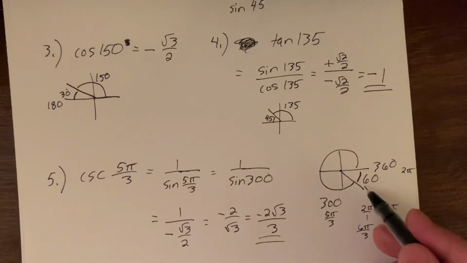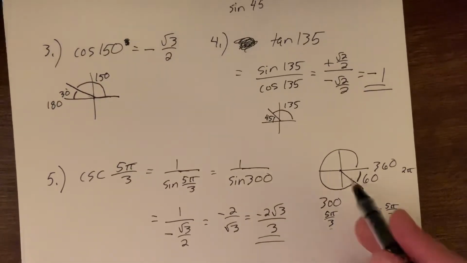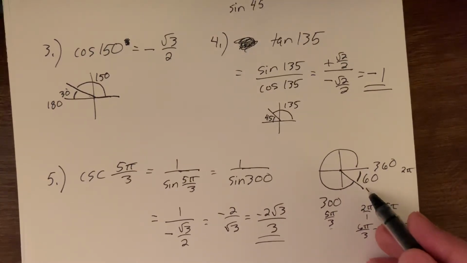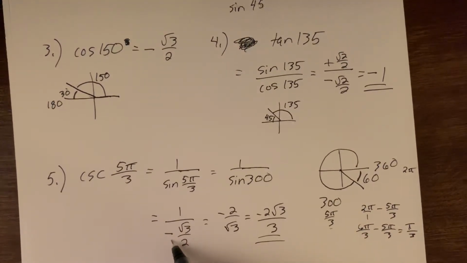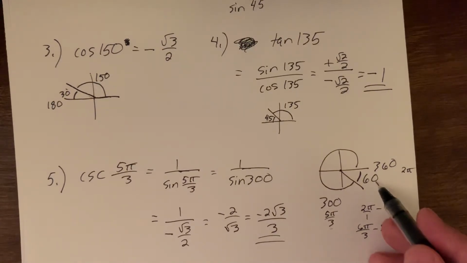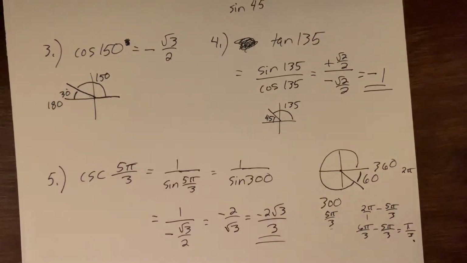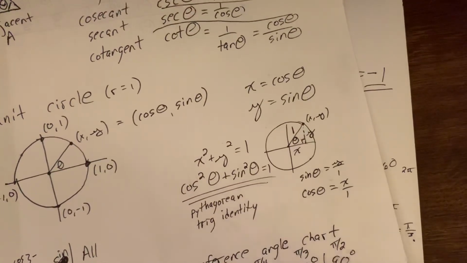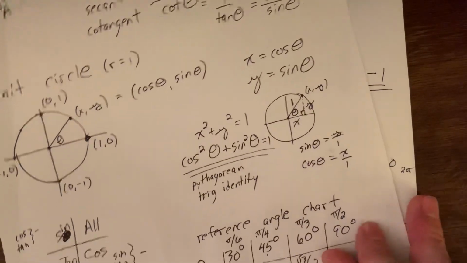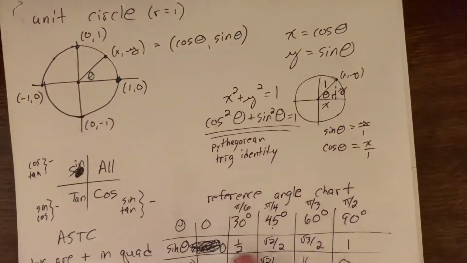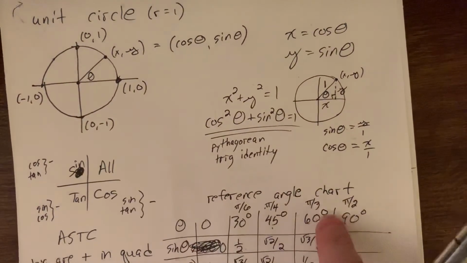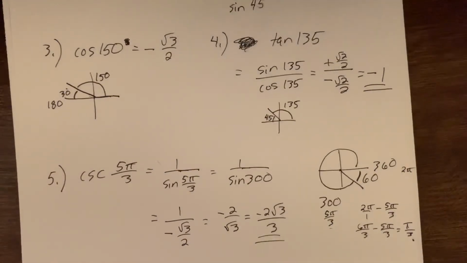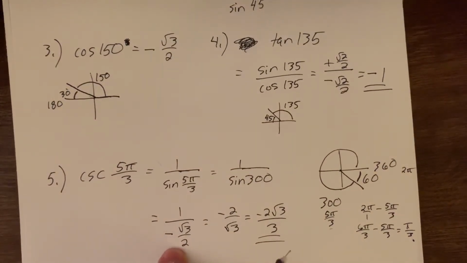So I'm still in the fourth quadrant. 5 pi over 3 was bigger than 3/2 pi, smaller than 2 pi. I knew I was in the fourth quadrant. Sine is negative in the fourth quadrant. But now instead of 60 as my reference angle, I have pi over 3. But again, same thing. Sine of that angle gets me to the rad 3 over 2, either way, pi over 3 or 60. And I'd still have to clean up that answer a little bit.